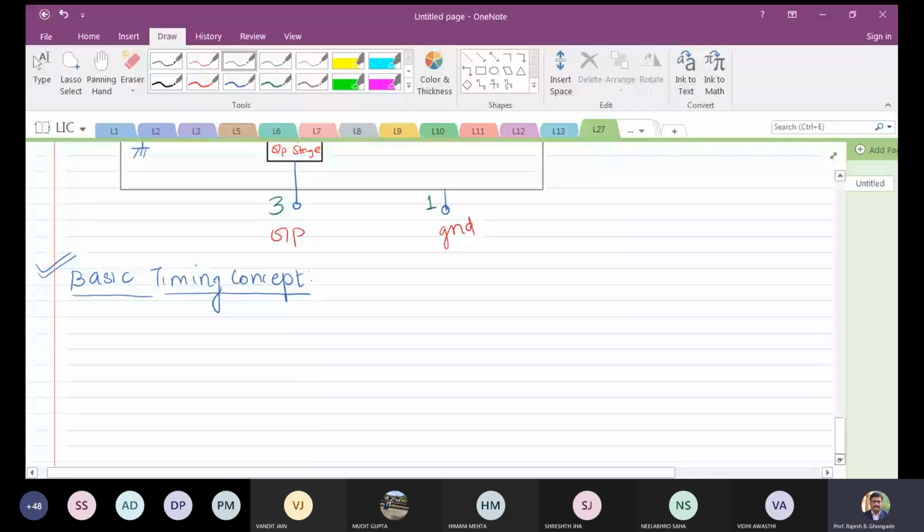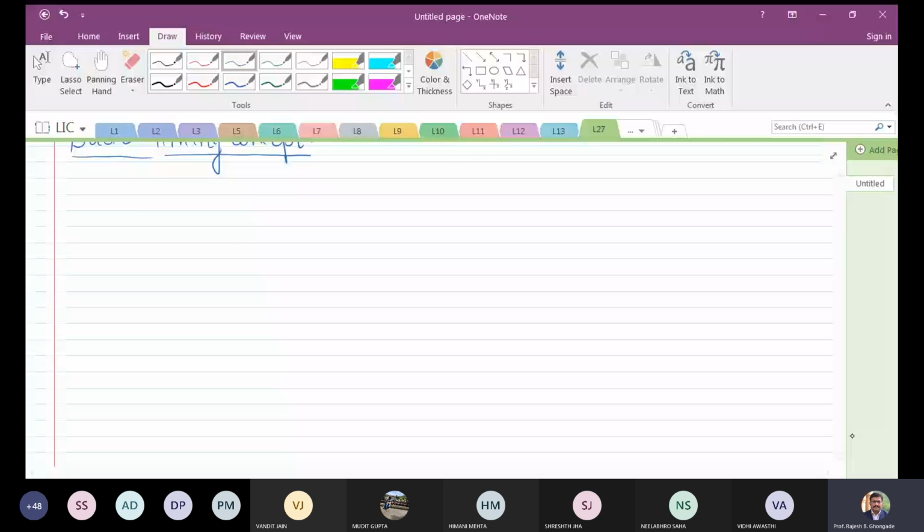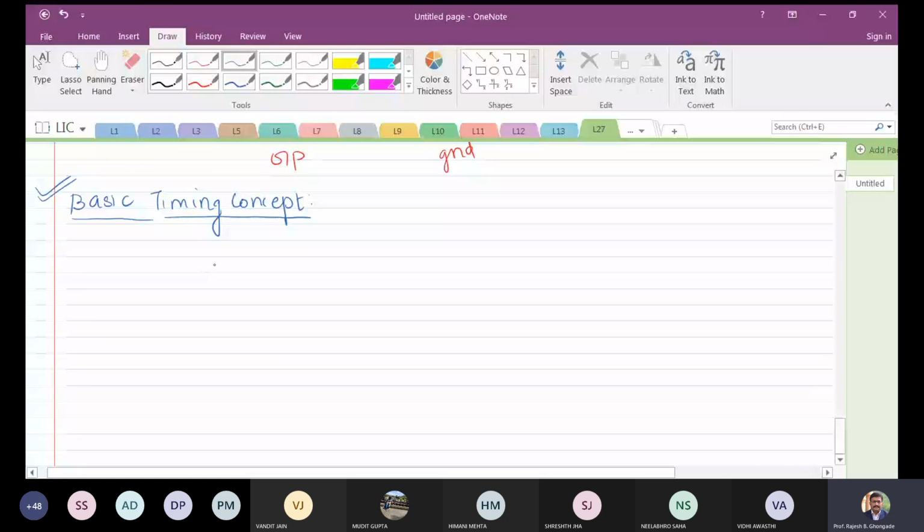Okay. So for that, we will have a little bit different circuit being discussed here. So that will actually clarify the concept, and then you will be able to understand. So I'm drawing another circuit to explain the timing concept. This is just a potential divider. So this is negative, this is positive.